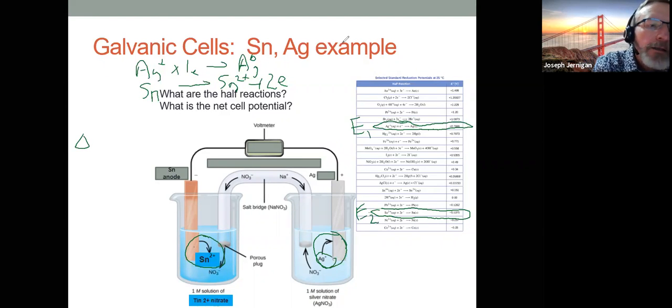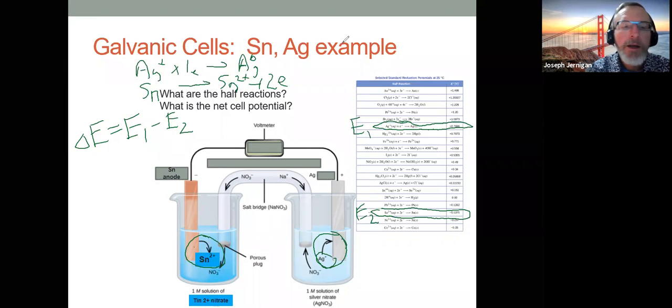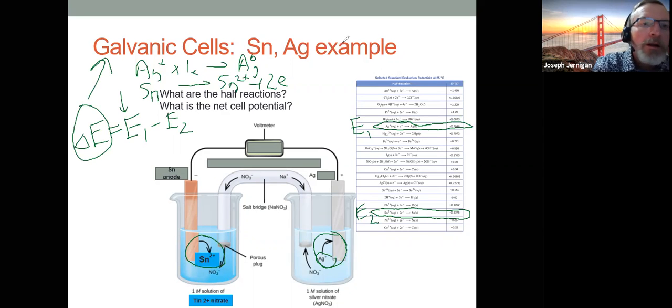Delta E is equal to E1 minus E2. Fair enough. I always like to put my oxidant there if it's a galvanic cell, because delta E needs to be positive if it's a galvanic cell. If it's not a galvanic cell, or if I had to apply voltage to charge my battery, delta E would be negative because I'd be applying it. It'd be costing me energy. But delta E is positive, and I'm going to show you the delta E delta G relationship in a minute.